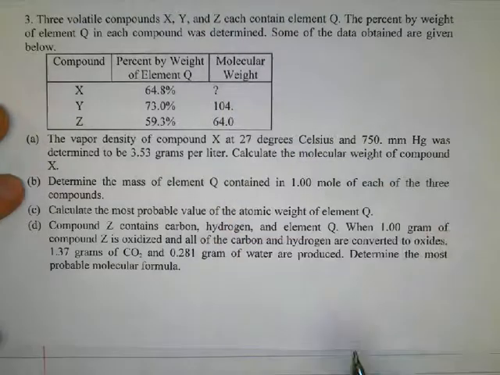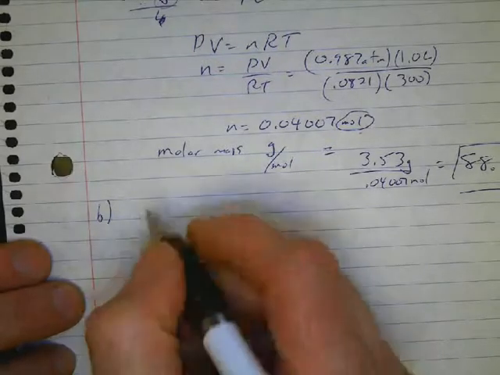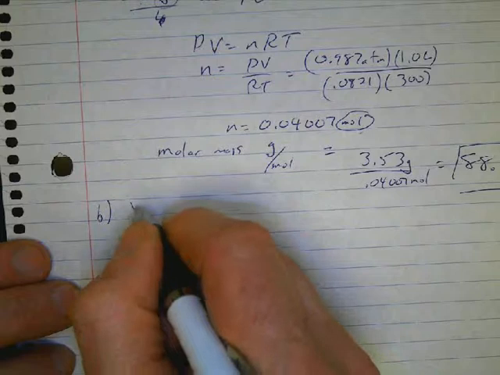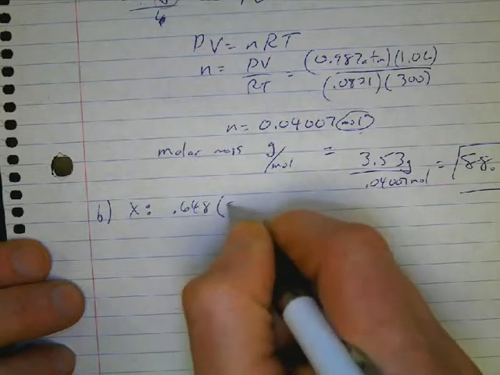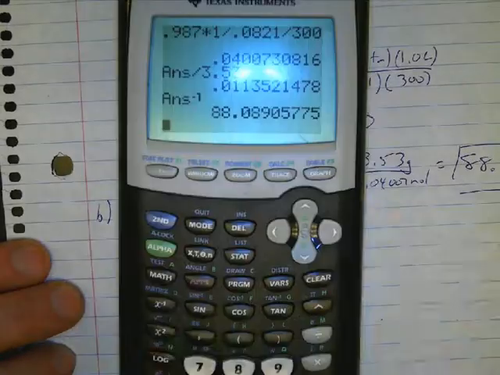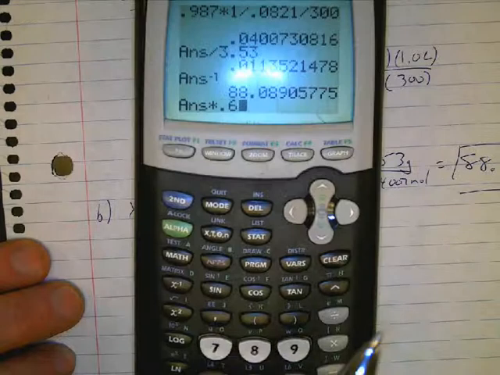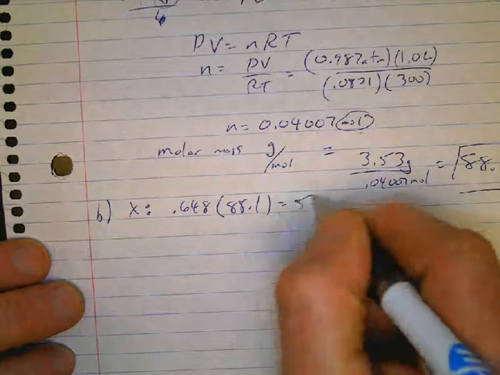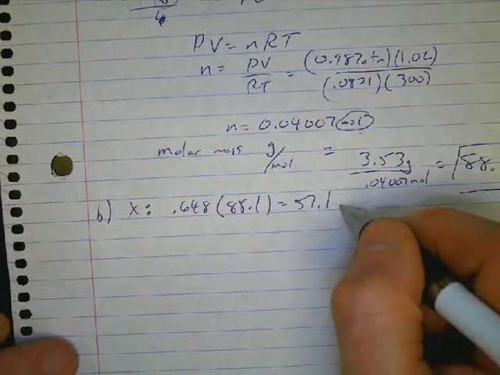Okay, so again, I'm going to set it up really clearly so that my grader knows exactly what I'm going to do. So here's X, and that's 0.648 times 88.1, and that turns out to be, notice it's already in my calculator, so I just go 0.648 and boom, there's my answer, 57.1 grams of Q.